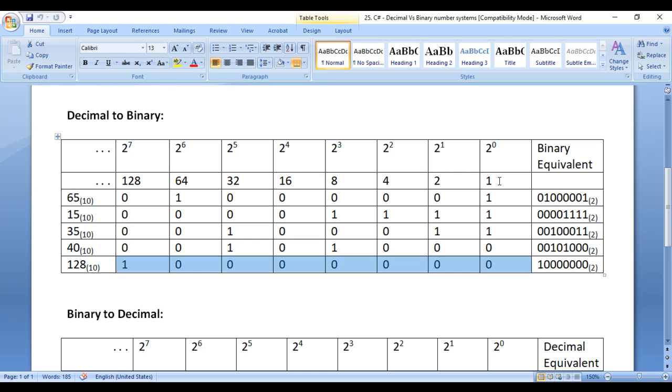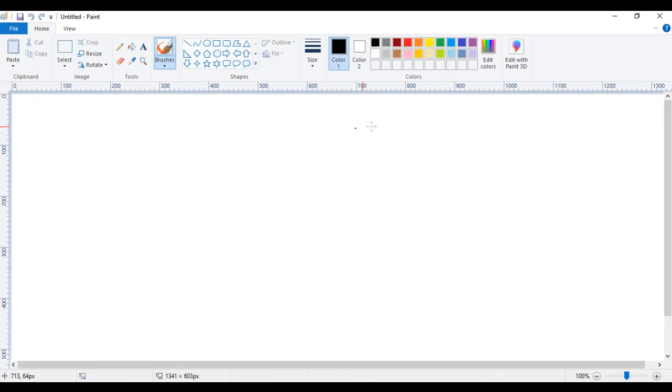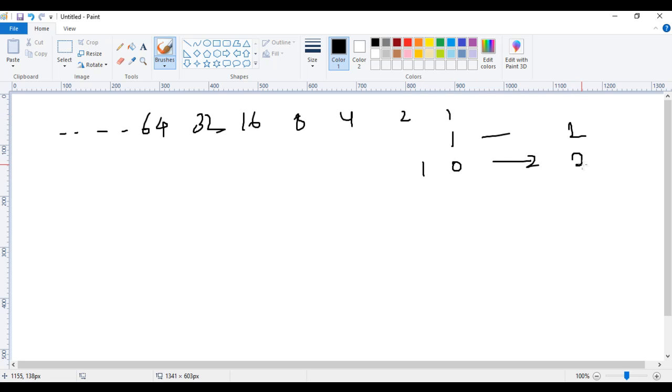All you need to do is remember this 2 to the power series. So, if you remember, like if I say 1, 2, 4, 8, 16, 32, 64 and so on. Like this, you need to remember 2 to the power series. To represent 1, underneath 1, we write 1. That indicates 1. To represent 2, underneath 2 we write 1, underneath 1 we write 0. So, 1, 0 indicates 2, guys.